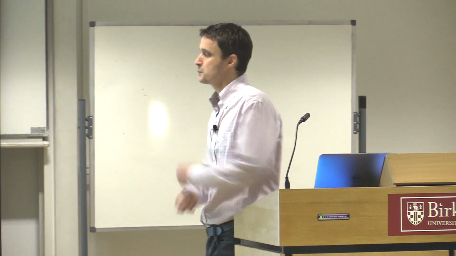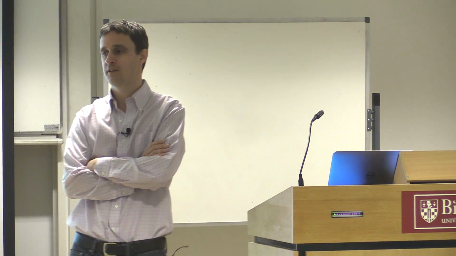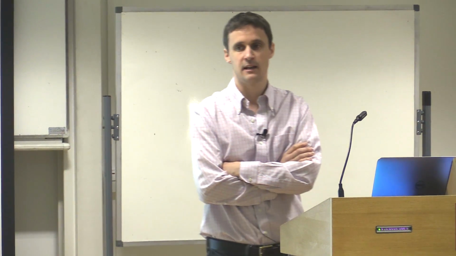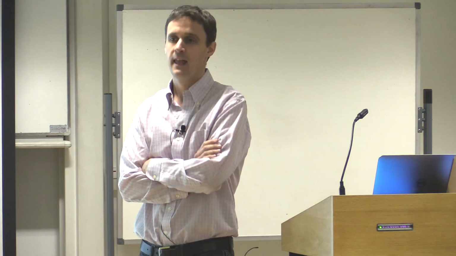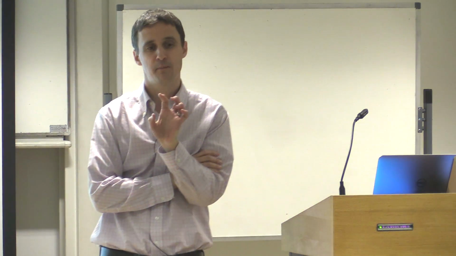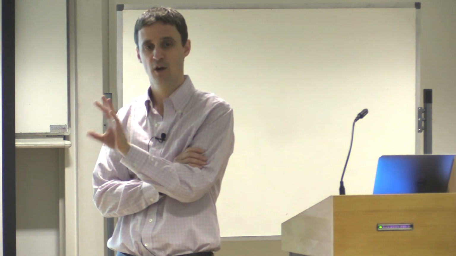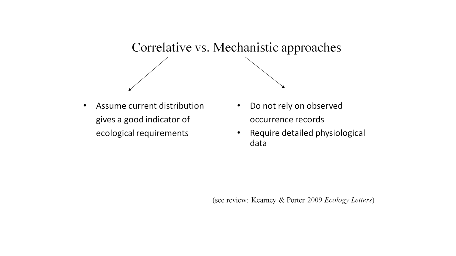Okay. So one thing that I want to say really early on is make a distinction between what I'm going to term correlative, versus mechanistic approaches to estimating species distributions. And I'm also going to start talking a little bit more, not just about species distributions, but about ecological niches of species, okay? Two fundamentally different approaches to estimating distributions and niches of species.